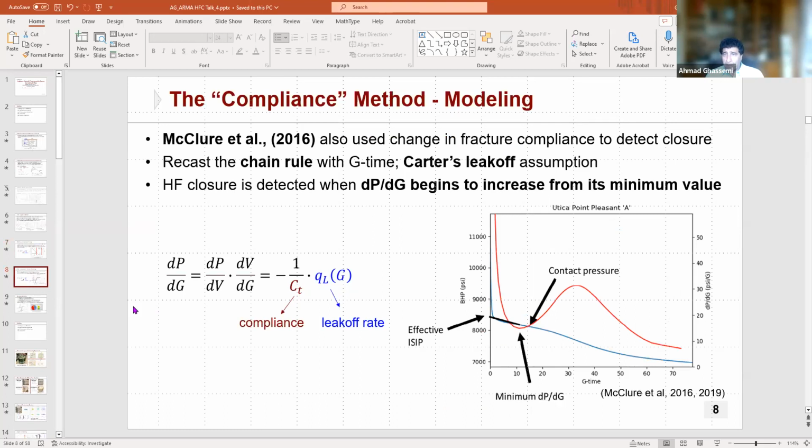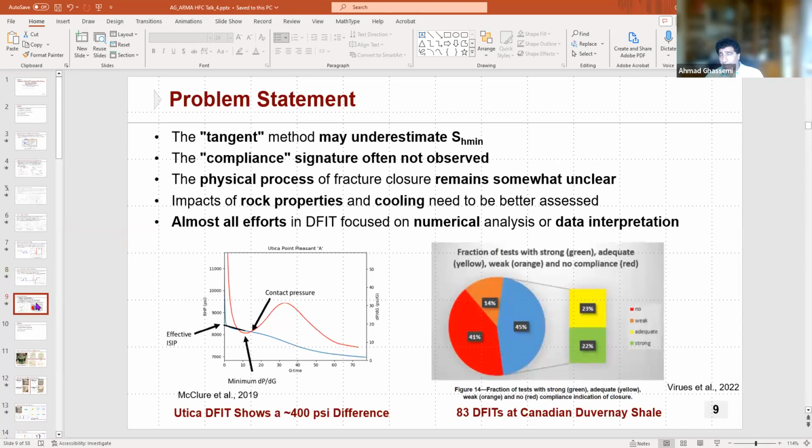And subsequent to that, in 2016, McClure and colleagues recast the equation in terms of G time, and developed what is called now a compliance technique. And they take the minimum of dP/dG as the point of closure. And so we have had in the recent past some kind of a controversy in terms of what is the best way to detect closure. Is it the tangent method? Is it the compliance method?